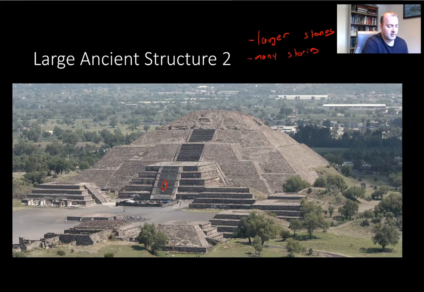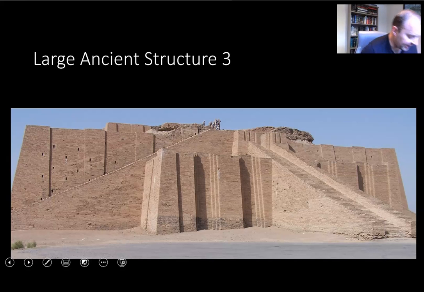Now, it's a little unclear whether this is just a stack of stones or whether there's an interior to it. So we would need to look at that in more detail. But again, very large stone structure that required a lot of transportation of stone, required a lot of effort to build. One last example of this. This is a Mesopotamian Ziggurat. This is in Iraq.